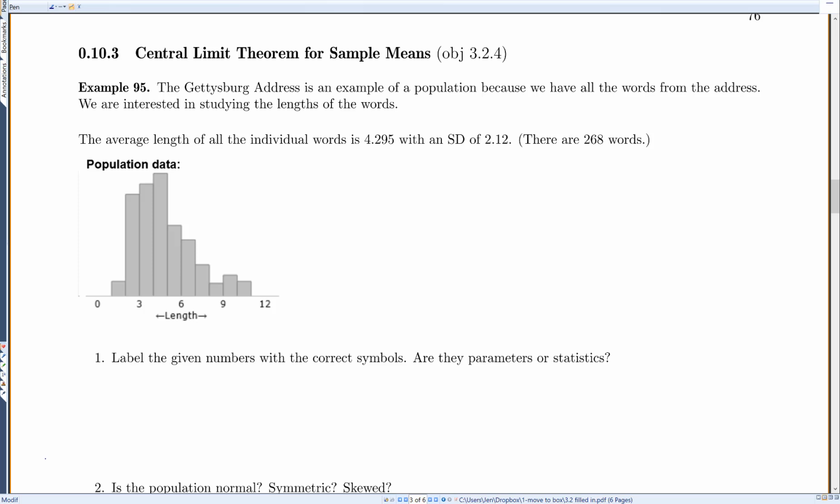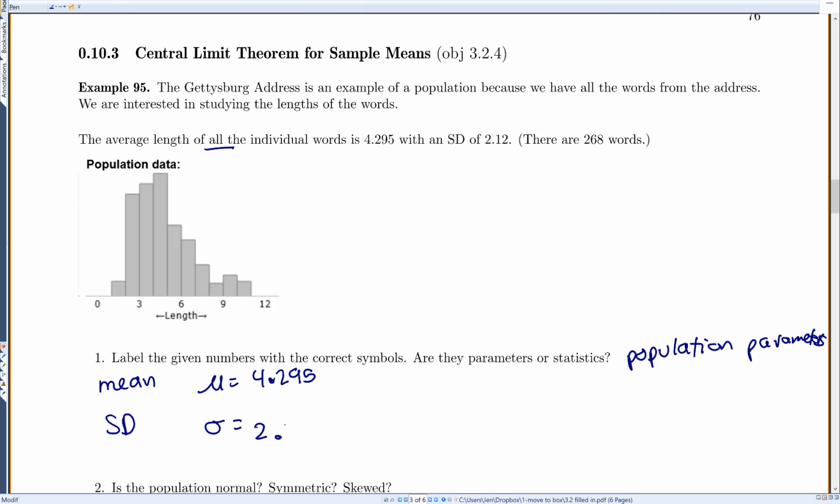Let's label the given numbers with the correct symbols. Are they parameters or statistics? Well, this is for all the individual words, so it's for our population, so these are going to be population parameters. So my mean, we're going to use mu equals 4.295. And my SD, we'll use the sigma. Sigma equals 2.12.